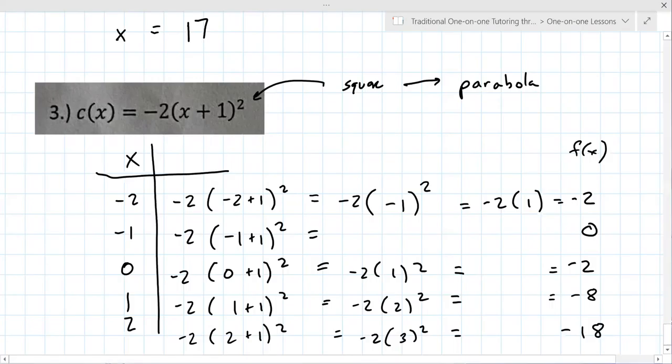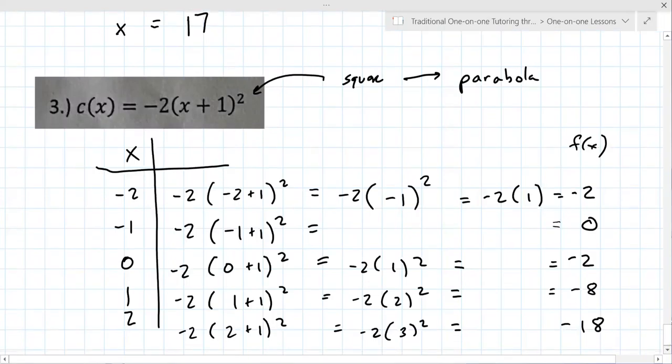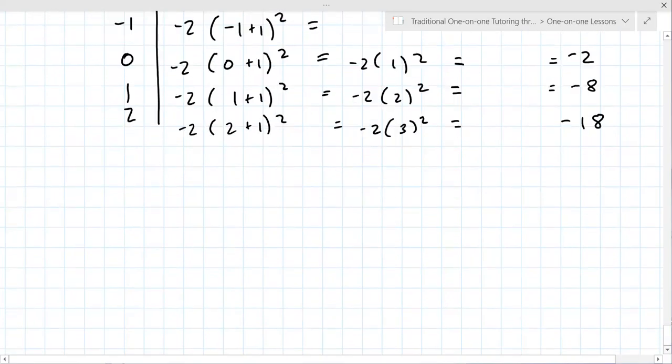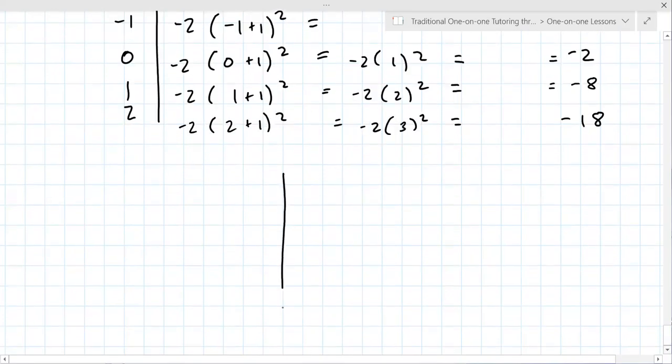Okay, so these are ordered pairs. So the first one is negative 2, negative 2. Negative 1, 0, 1, -8, and 2, -18. Yeah, so you have to graph these. Now, the ones, except for this last point, it's not too bad here. So try to do this for you.